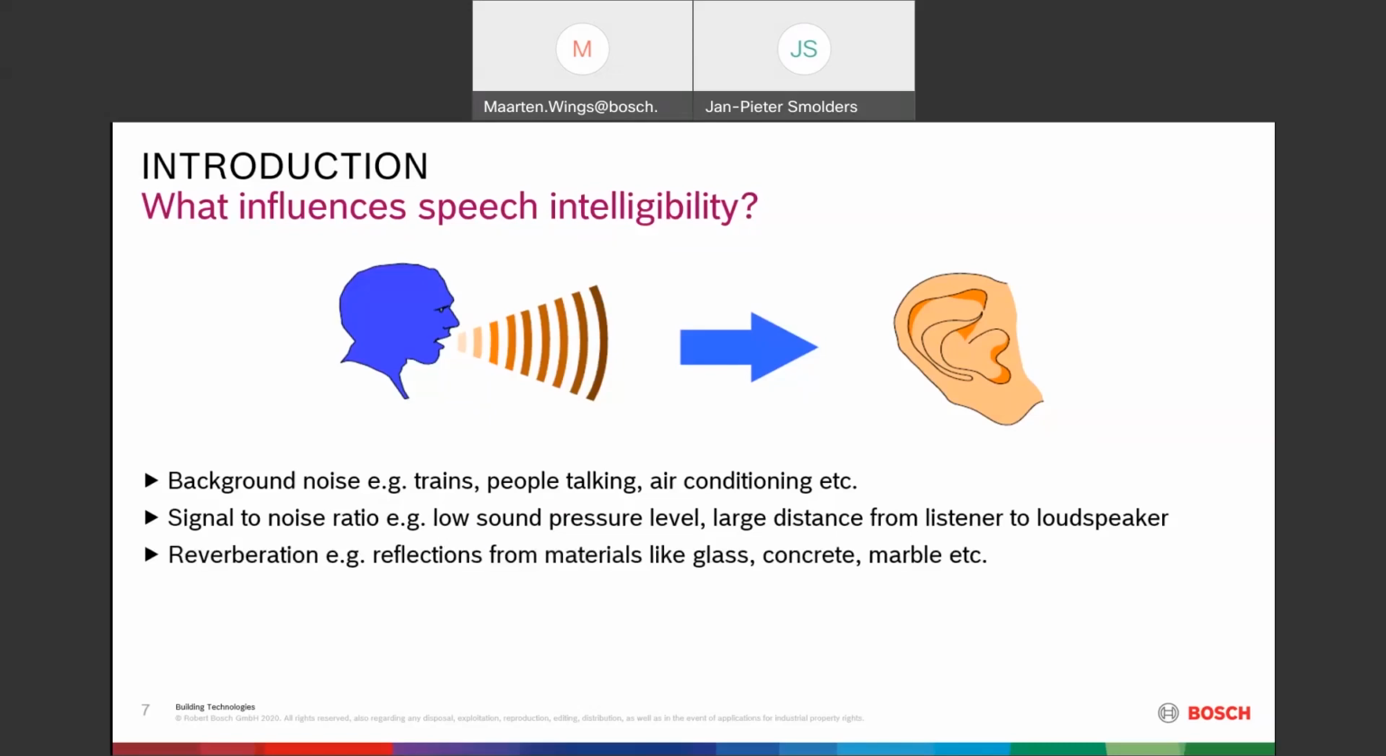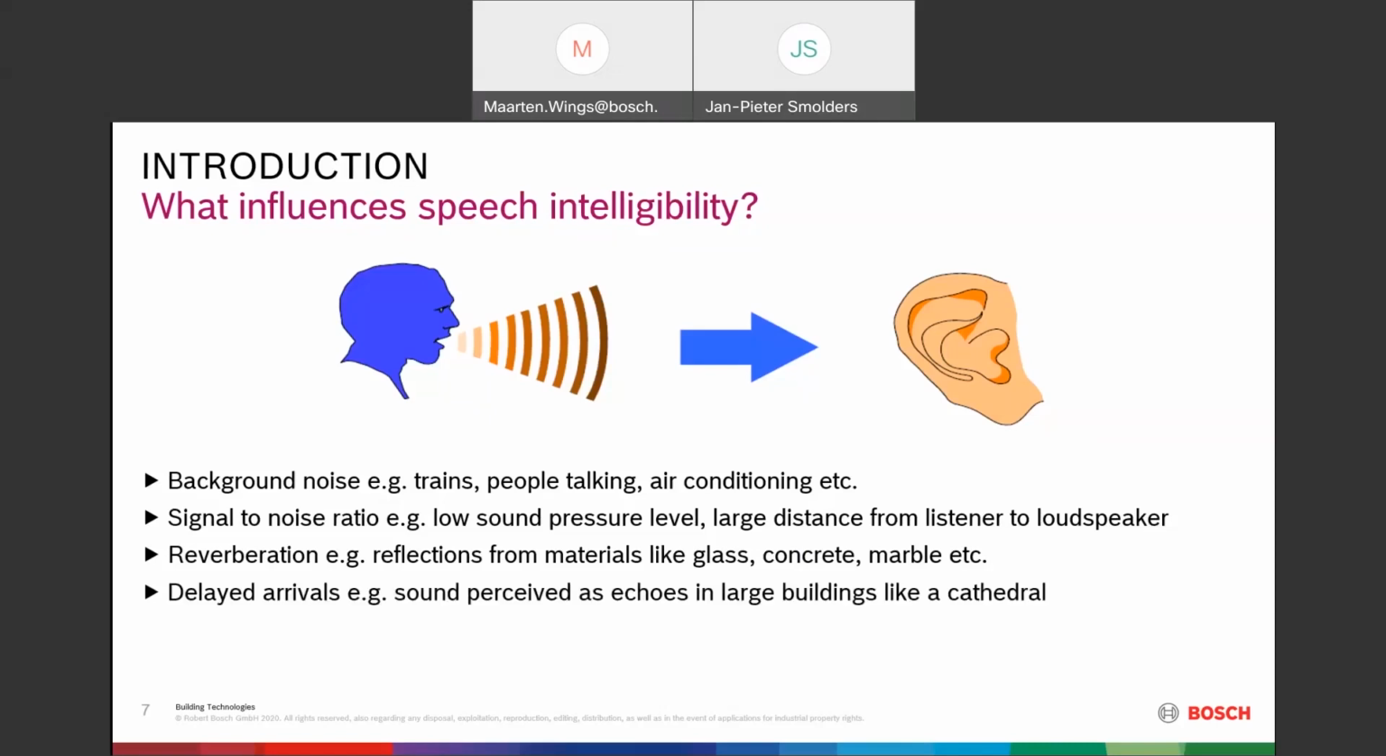Then the materials used in a room, they cause reflections, so reverberation in a room is very important. They can have a negative influence on speech intelligibility as well. And then you have to think of materials like glass, concrete, marble, so hard materials that reflect the sound.